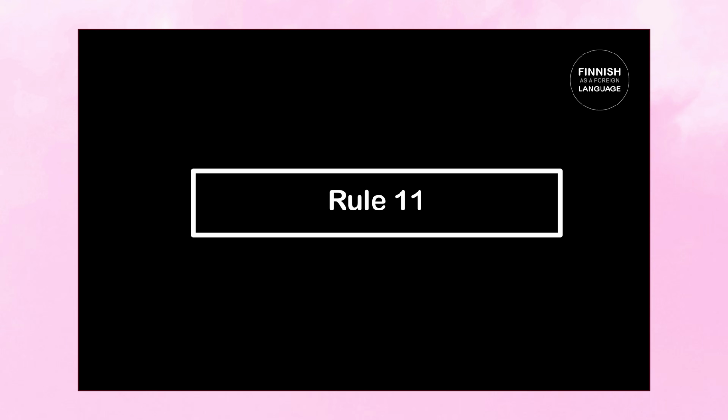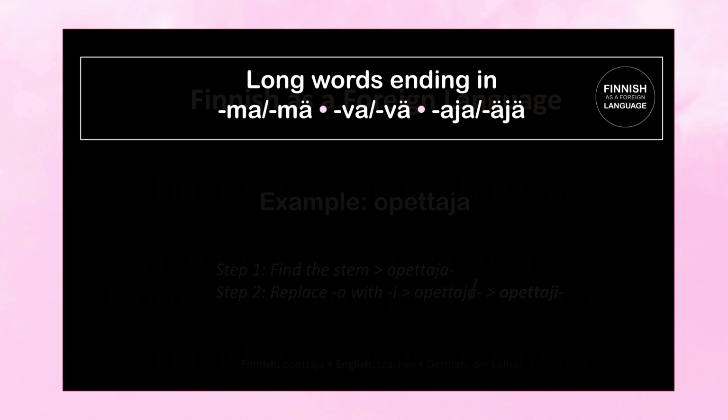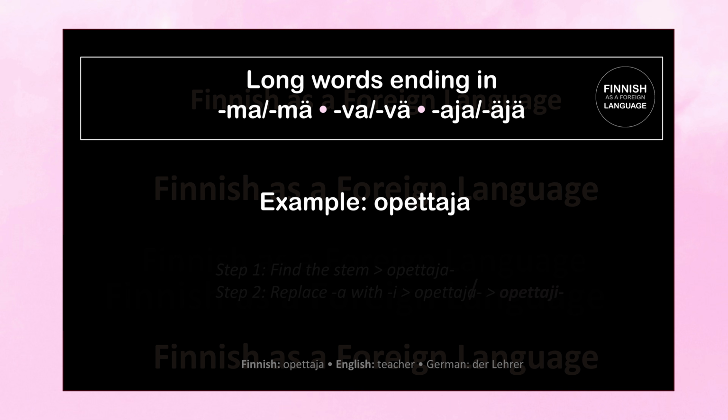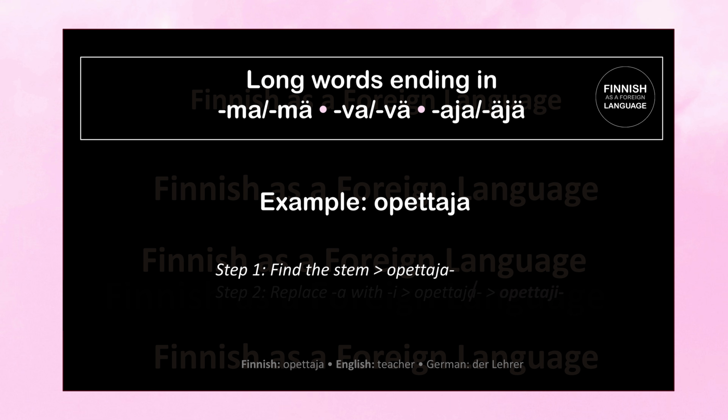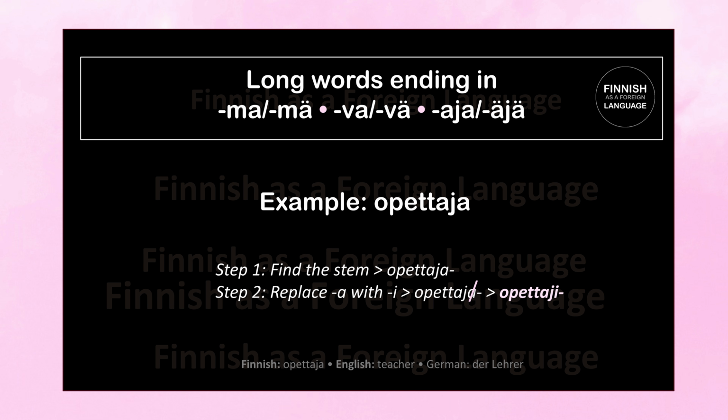Alright, we carry on with our final rule, number 11. Long words ending in ma, me, va, ve, or aya. For example, opettaja, which means teacher in English. In our first step, we have again to find the stem, which is opettaja. And then in our second step, we have to replace the a with an I. So opettaja changes to opettaji. This is our plural stem.